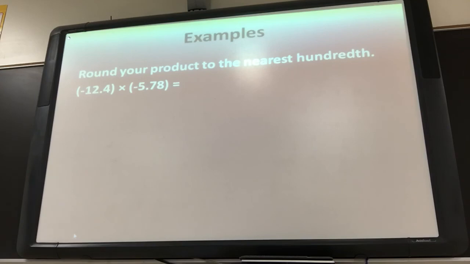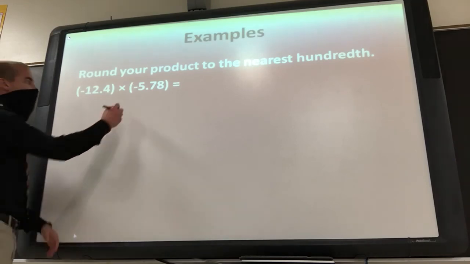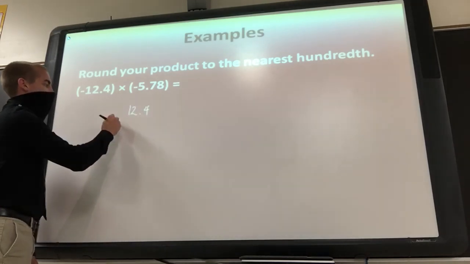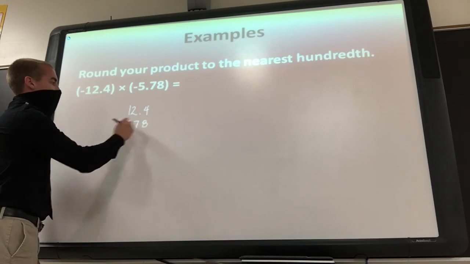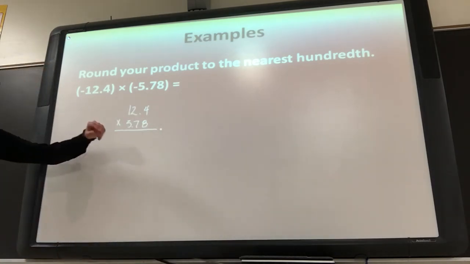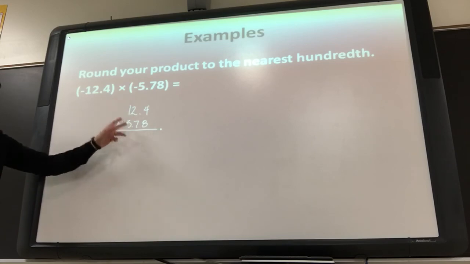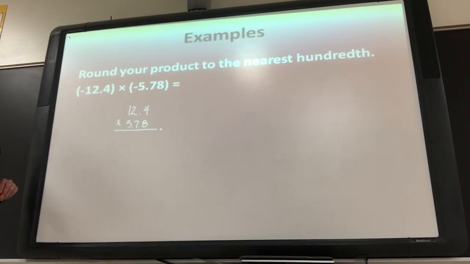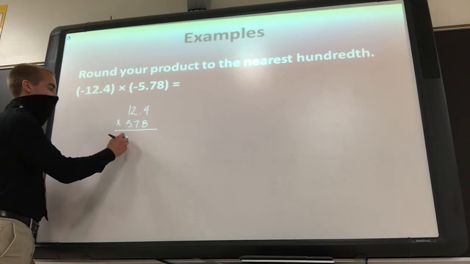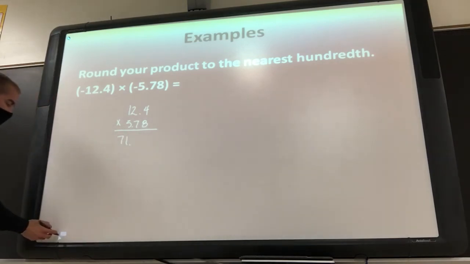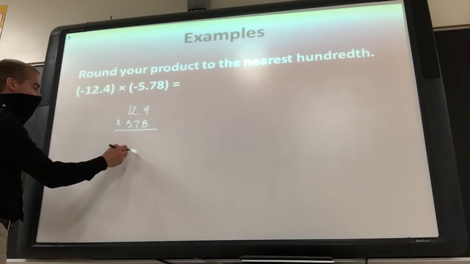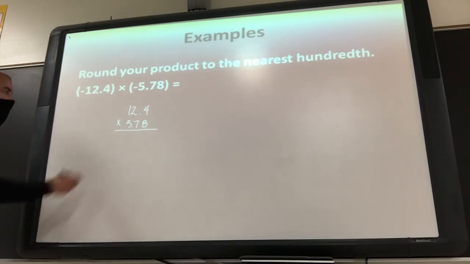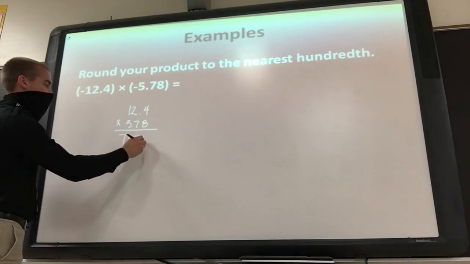All right, we got our next one, negative 12.4 times negative 5.78. A negative times a negative, we know our answer is going to be a positive. So it doesn't matter which one comes on top, but make sure that the 4 and the 8 are matched up, make sure the 2 and the 7 line up, make sure the 5 and the 1 line up. Okay, when we multiply this out, we should get, actually I'm not going to put the decimal point there. That's 71762.